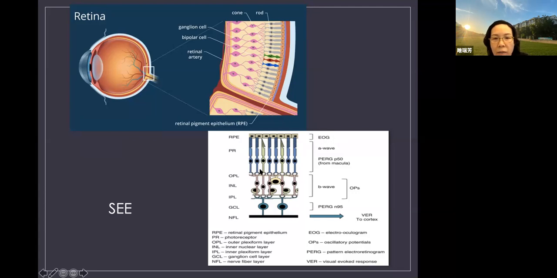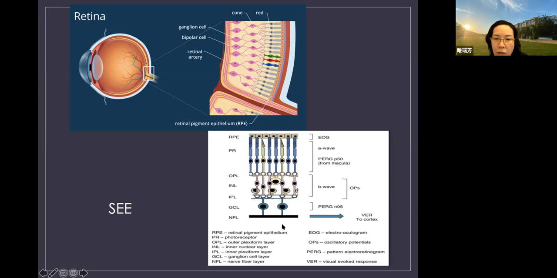If we have a disorder that selectively impairs the second neuron transmission, for example, the bipolar cell transmission, the bipolar cells will contribute a lot to the B wave of our ERG. So we know we will find an important change in the B wave.